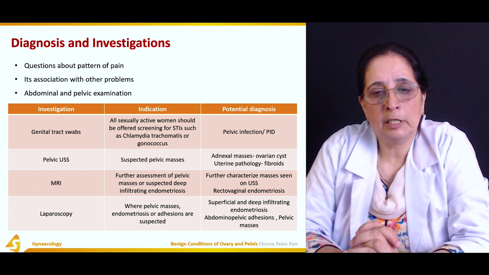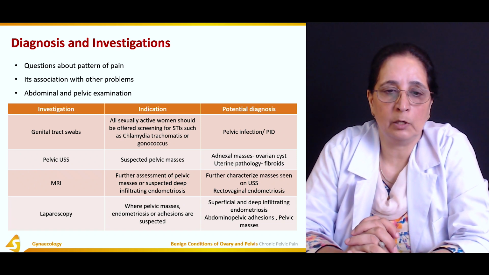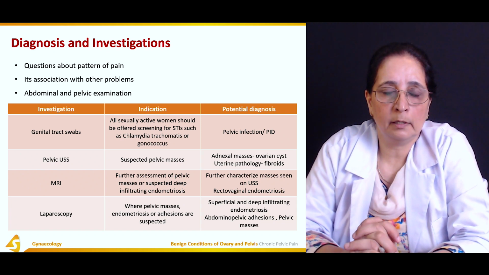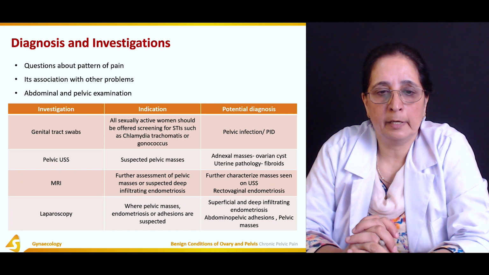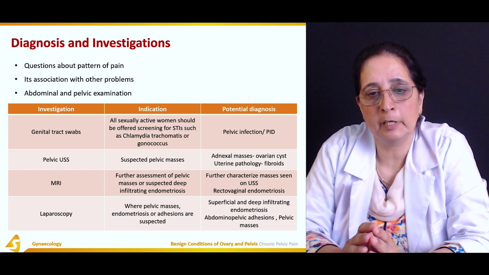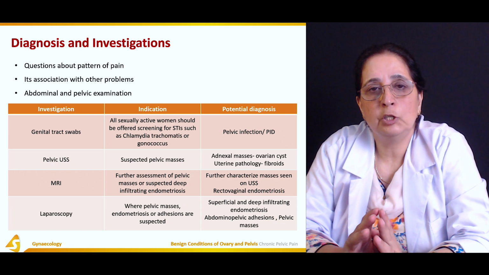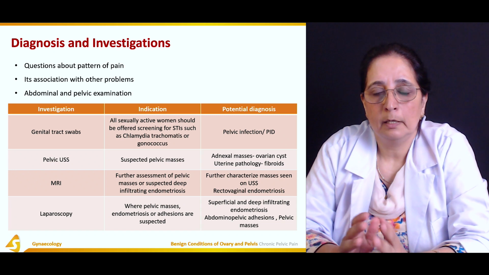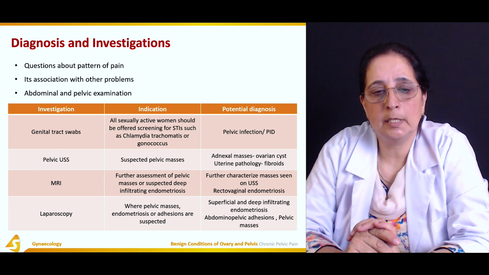Then some investigations, what are the indications for them and what's the potential diagnosis. So genital tract swabs. Swabs taken from the cervix and vagina are very important. The indications are sexually transmitted infections like chlamydia and gonorrhea, which can lead to lower abdominal pain. So a genital tract swab is important. The diagnosis usually is infection and pelvic inflammatory disease.